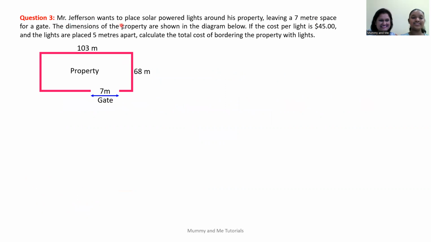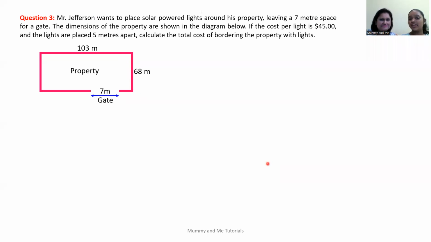Mr. Jefferson wants to place solar-powered lights around his property, leaving a 7-meter space for a gate. Mr. Jefferson's property is what shape? A rectangle. The dimensions of the property are shown in the diagram below. So the length of the property is equal to 103 meters, while the width or the breadth is equal to 68 meters. Do you know what the question is asking us to find?